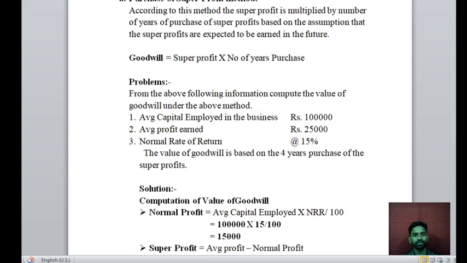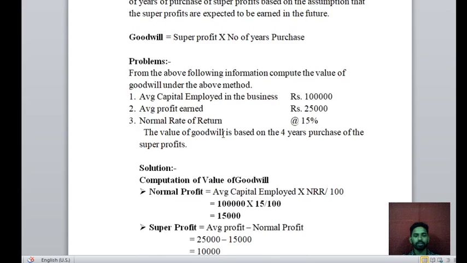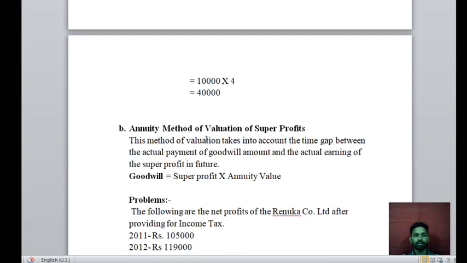In the last class we saw the problems on the valuation of goodwill by the super profit method, the purchase of super profit method and the annuity method. In the annuity method, it is the time gap between the actual payment of goodwill and the actual earning of the super profit in the future that is ascertained.